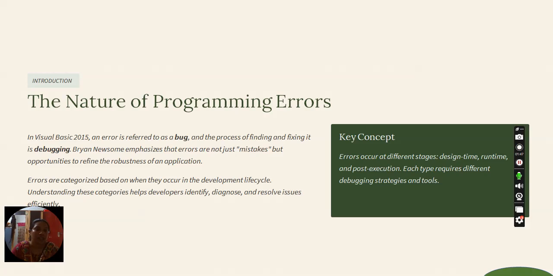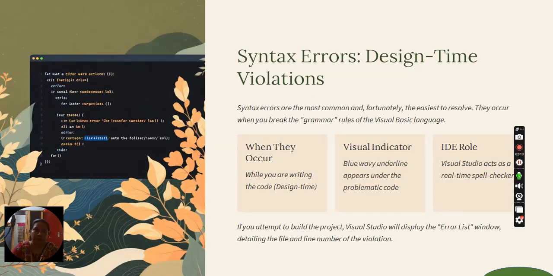Understanding these categories helps developers to identify, diagnose, and resolve errors efficiently. The key concept here is that errors occur at different stages, which may be at design time, run time, or post-execution time. Each type requires different strategies and tools to resolve. First we are going to see syntax errors.